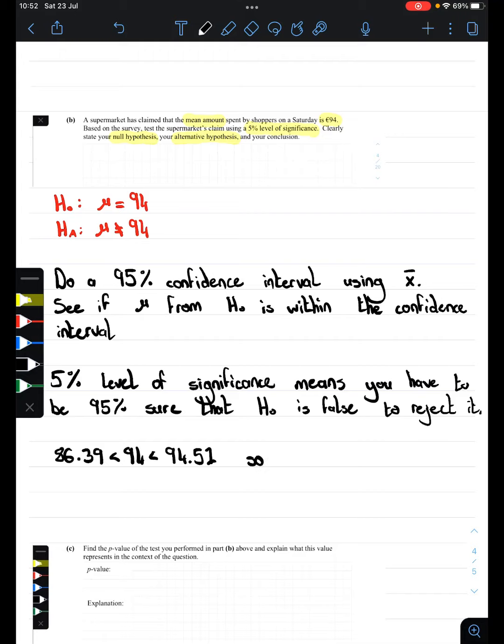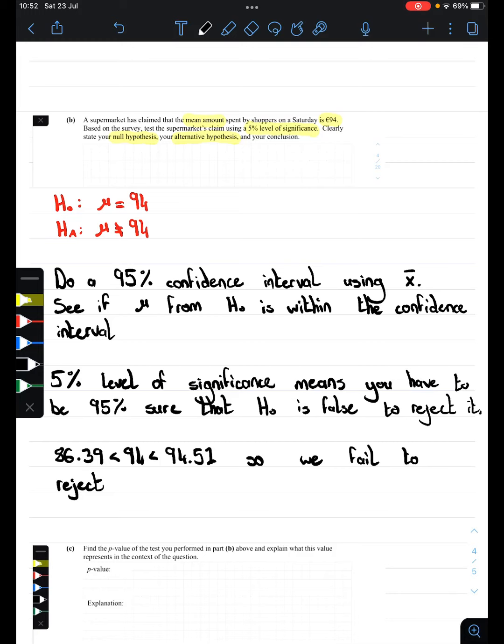So we fail to reject. We couldn't reject it because we were less than 95% sure that H naught is false. So we fail to reject. And now it's important to say that we don't accept it. We're not saying we've proved it or we accept that it's 94. We're just saying we couldn't disprove it.